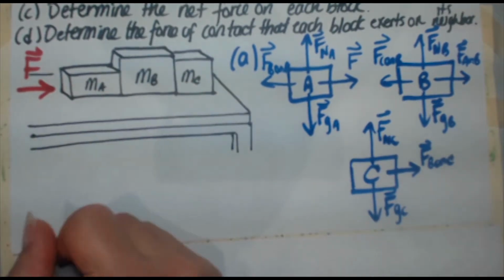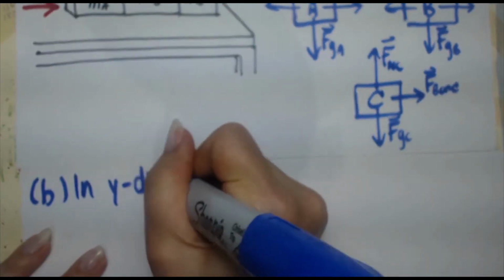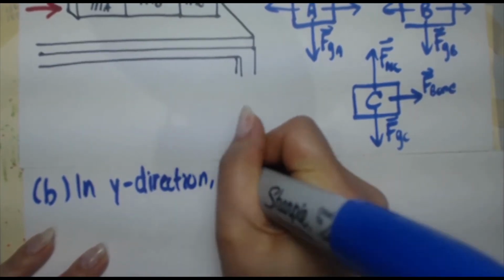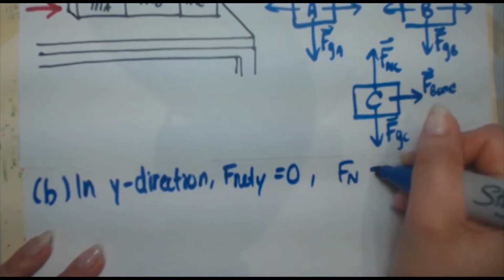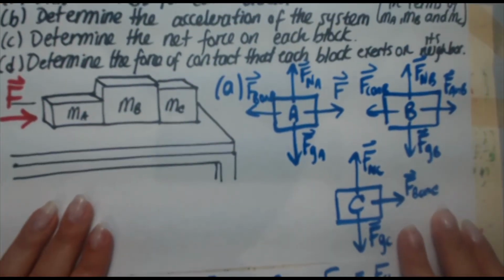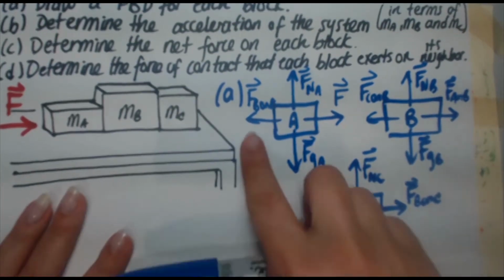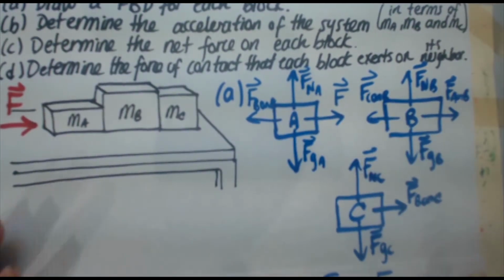In the y direction, we say F net y is 0. So generally speaking, the magnitude of FN equals the magnitude of FG. So we're dealing with the horizontal direction. Now before you say, wow, that's a lot of forces, look, we've got 1, 2, 3, 4, 5 forces.